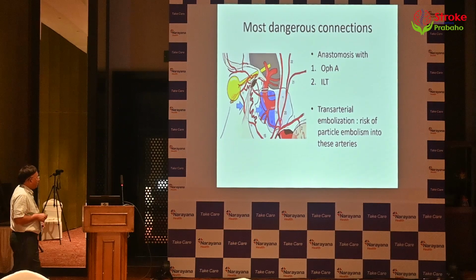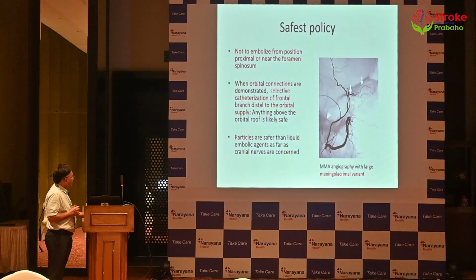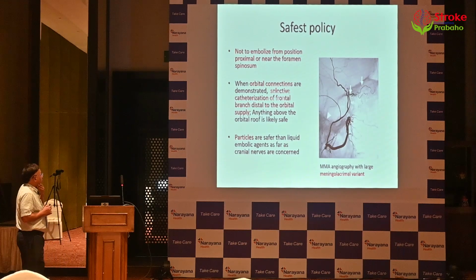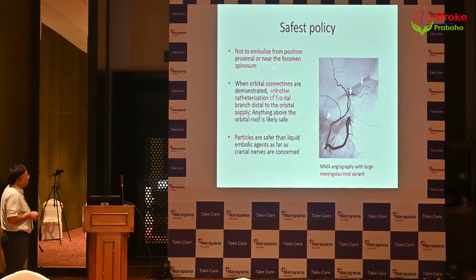And transarterial embolization definitely poses a risk to these vessels. So what is the safety point for embolization? Not to embolize from the position proximal or near the foramen spinosum. So this is the foramen spinosum. If there is no large meningo-lacrimal trunk, we can embolize up to here, but we should not go below here because the geniculate and Gasserian ganglia are supplied here. So we can sometimes compromise the artery up to here, but we should not go around the foramen spinosum or below that.